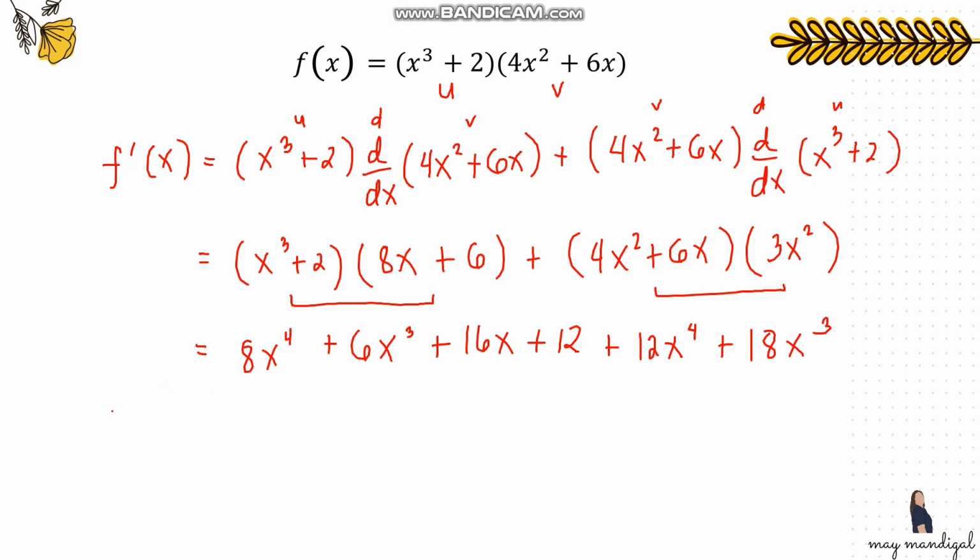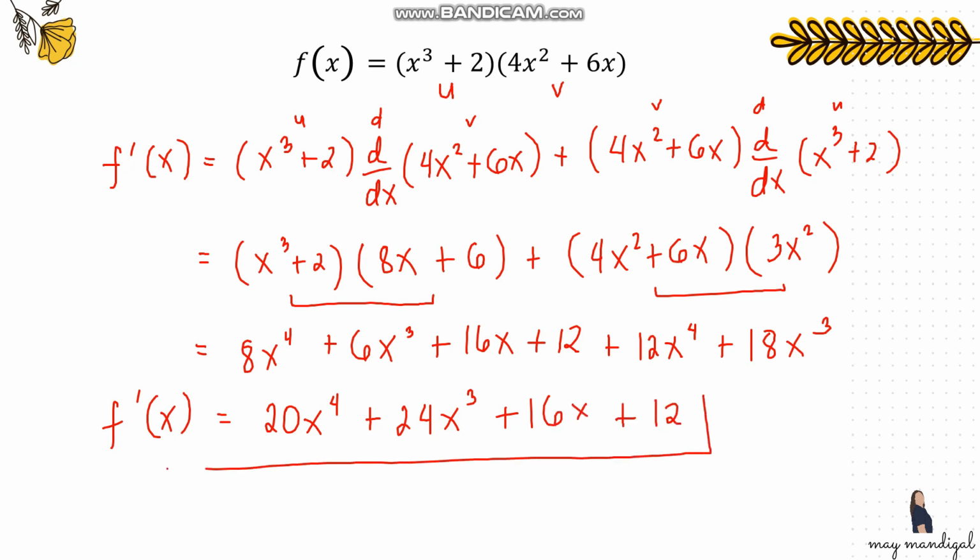Now, after you multiply the terms, the last step that we can do is to combine similar terms. So, combine 8x to the 4 and 12x raised to 4. That will give us 20x raised to 4. And then we have 18x cubed and 6x cubed. That will give us 24x cubed. And then plus 16x plus 12. So there. This is now the derivative of our function using the product rule.